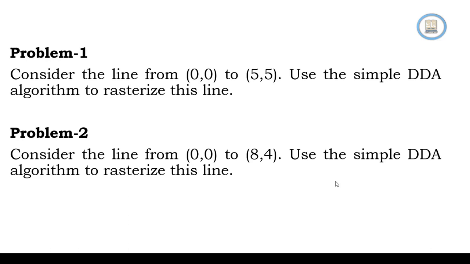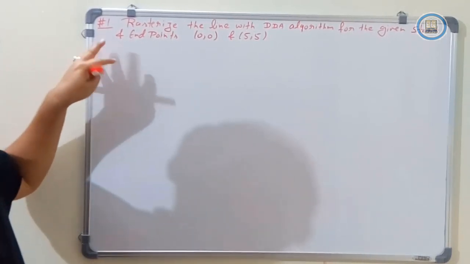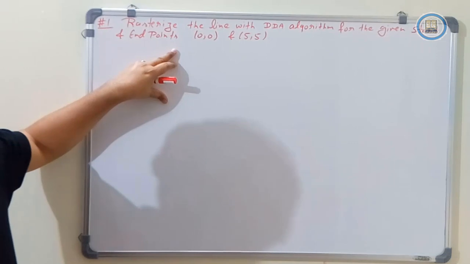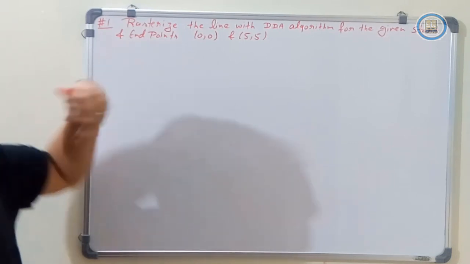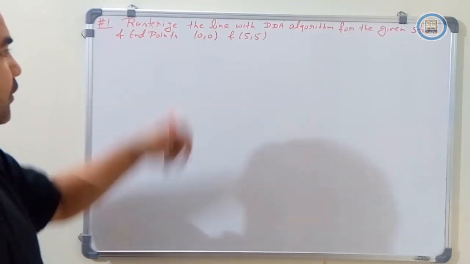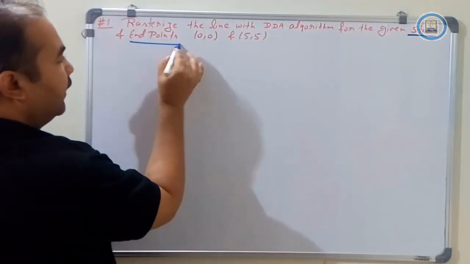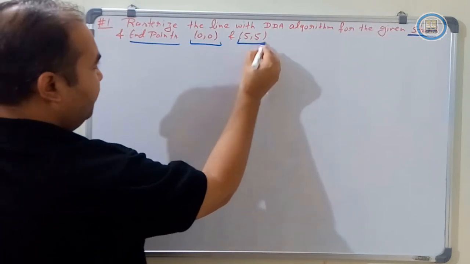These two problems we are going to solve, and this is only for the first case. That is case 1, when we assume the line starts from the left hand side and goes to the right hand side. We will solve the second, third, and fourth cases also. Now we will start from problem number 1. It says to rasterize the line with the DDA algorithm, or simple DDA, for the given start and end points 0, 0 and 5, 5.